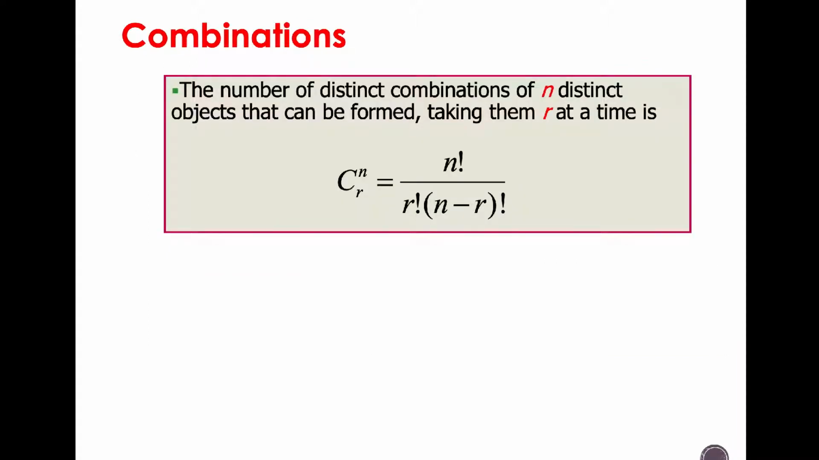The combination is the number of distinct combinations of n distinct objects that can be formed, taking them r at a time, which is C. Combination equals n factorial divided by r factorial times (n minus r) factorial.